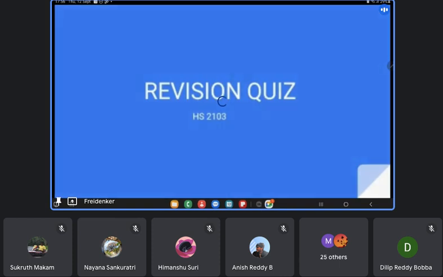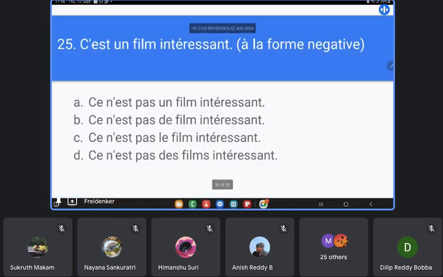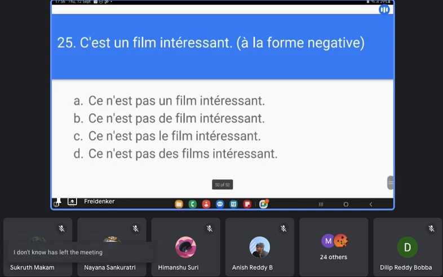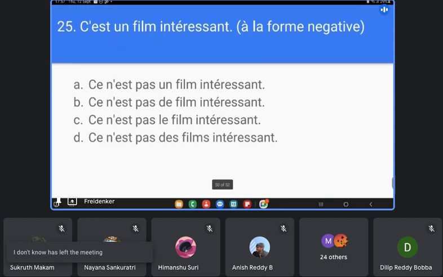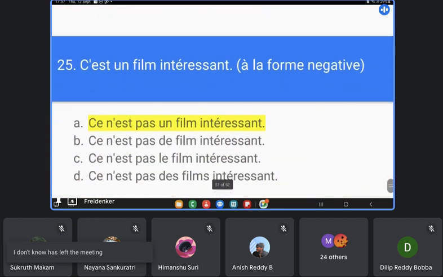We're looking at it here. In the negative sentence, this won't change. Un will remain un. So it is an interesting film. Film intéressant means interesting film. Adjectives come after the noun. So the answer here will be option A. It's not an interesting film. Ce n'est pas un film intéressant.